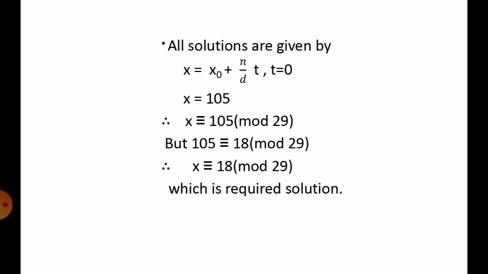But we have to find the incongruent, smallest solution. But 105 is congruent to 18 mod 29, and then using the property that a is congruent to b mod n and b is congruent to c mod n implies a is congruent to c mod n, we get x is congruent to 18 mod 29, which is the required solution.